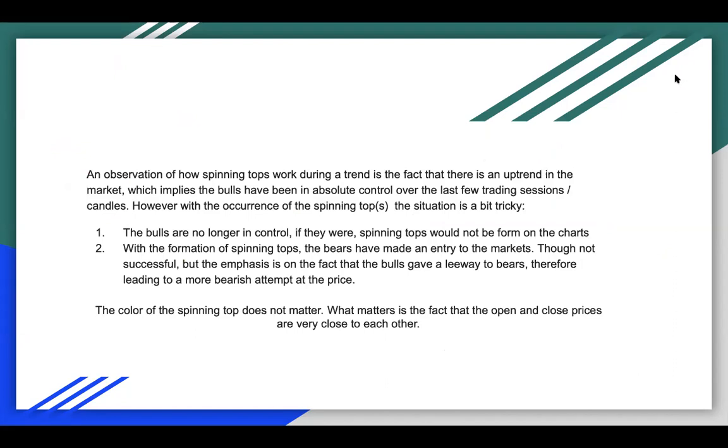An observation of how spinning tops work during a trend: there is an uptrend in the market, which implies the bulls have been in absolute control over the last few trading sessions or candles. However, with the occurrence of the spinning tops, the situation is a bit tricky, since the bulls are no longer in control, because if they were, spinning tops would not be formed on the charts. With the formation of spinning tops, the bears have made an entry to the markets. Though not successful, the emphasis is on the fact that the bulls gave a leeway to bears, therefore leading to a more bearish attempt at the price.